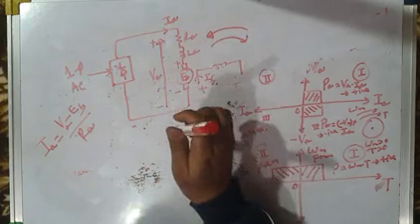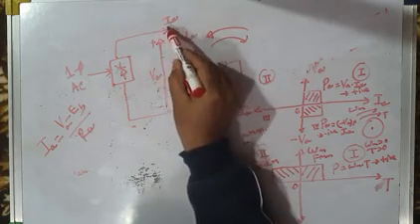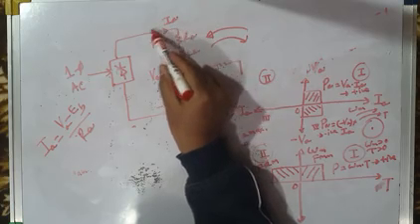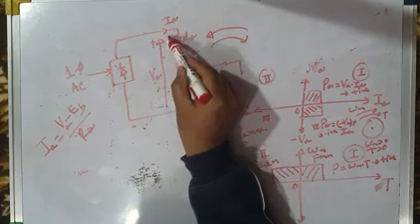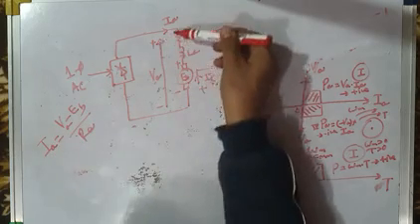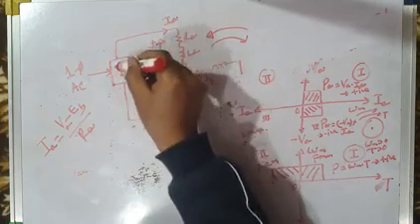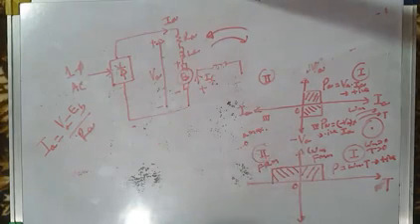But the problem here is that even if you make EB greater than VA, current cannot reverse its direction. When EB is greater than VA, IA is negative, and negative current means current will reverse its direction. It cannot reverse its direction because the converter does not allow reverse flow of the current.